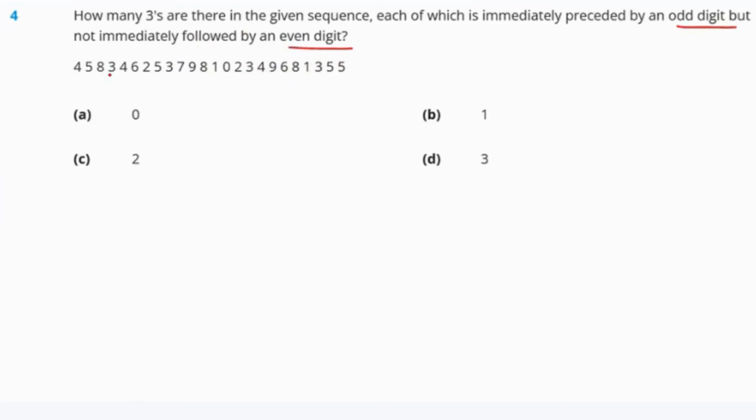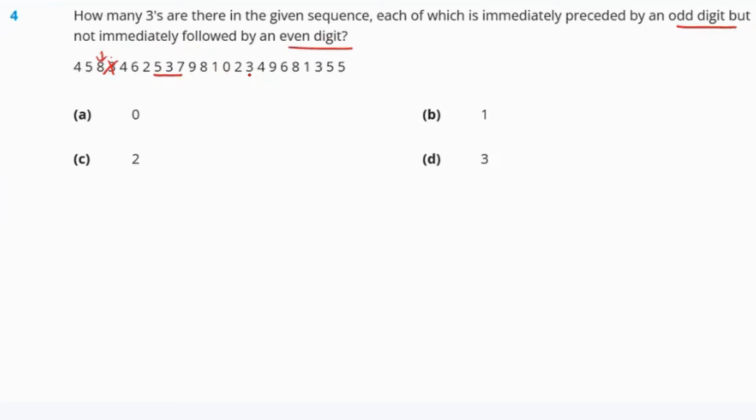If we are talking about this 3, so immediately preceded by an odd digit. So this is not an odd digit. Okay, this is an even digit. So this 3 we are not going to count. If we are going to talk about this digit, so before this 3 we have 5, which is an odd, and after this 3 we have 7 again, which is not an even number. Okay, but the question is saying but not immediately followed by an even digit, so that has to be odd. So yes, we are going to take this 3.